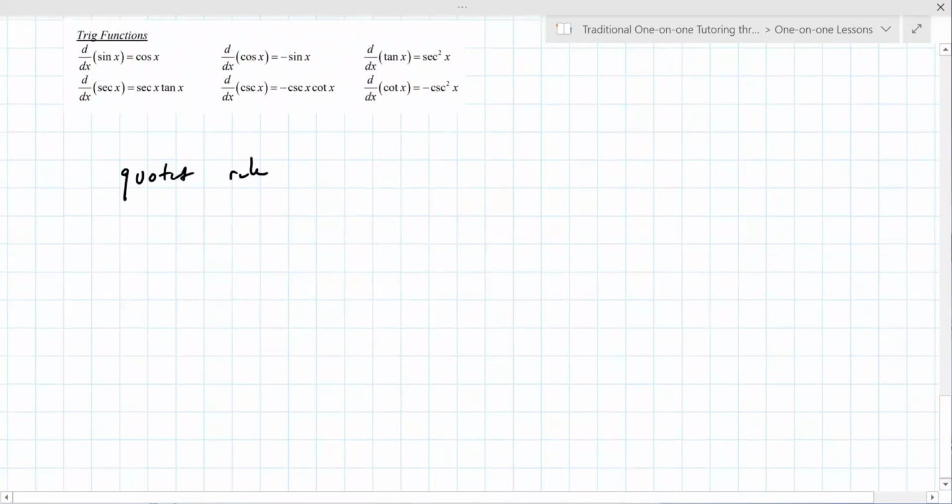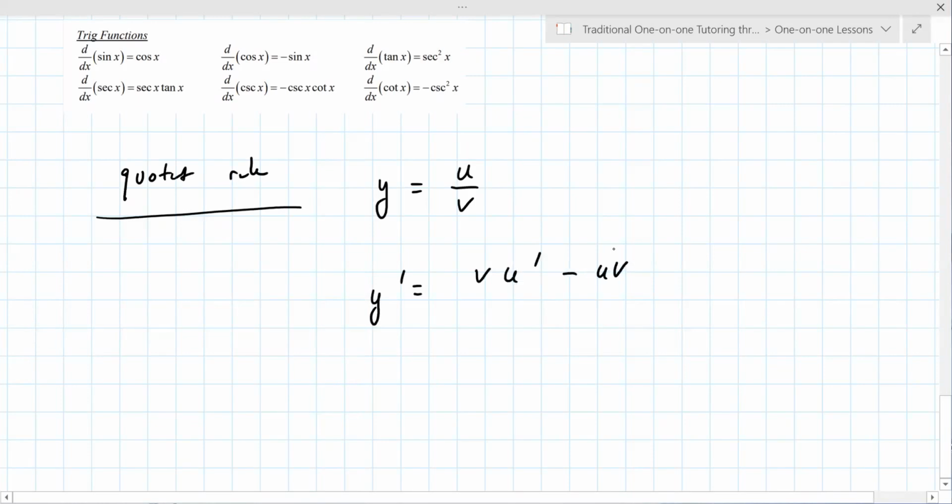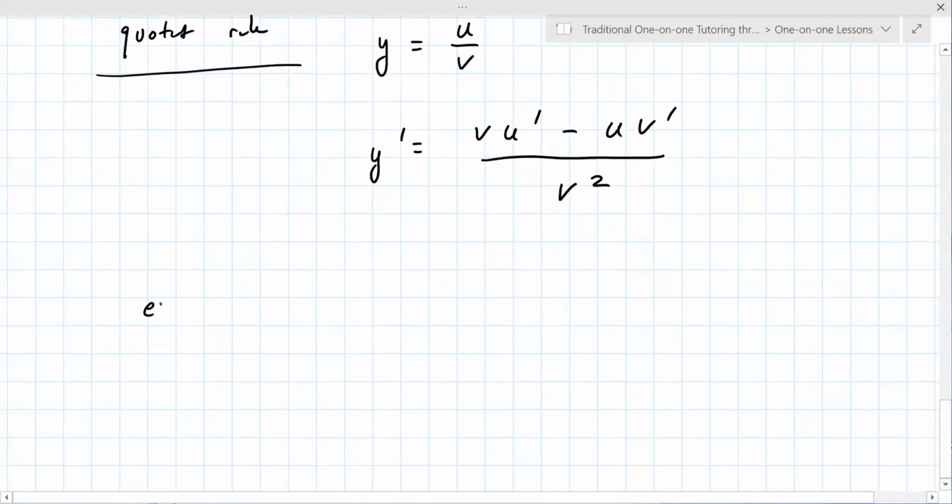Yeah, so let's do some quotient rule. Okay. So quotient rule is u over v, and the derivative of this is v u prime minus u v prime. Bottom times derivative of top minus top times derivative of the bottom, over the bottom squared. So this is your derivative rule here. Okay, so we'll do an example here.